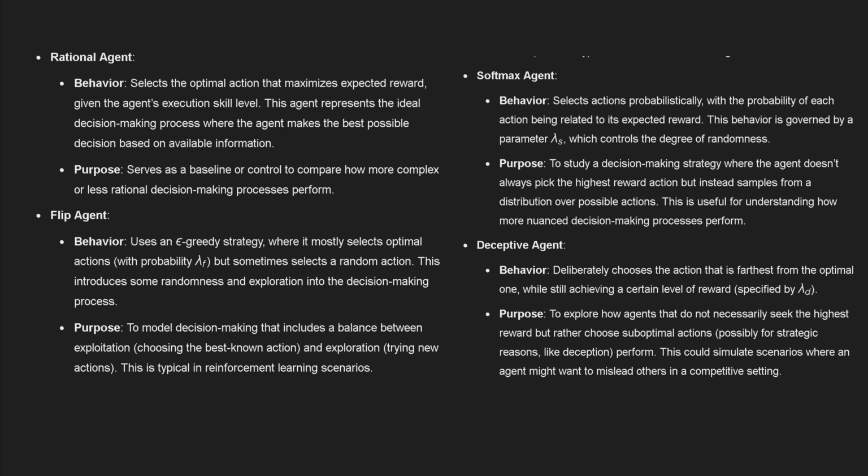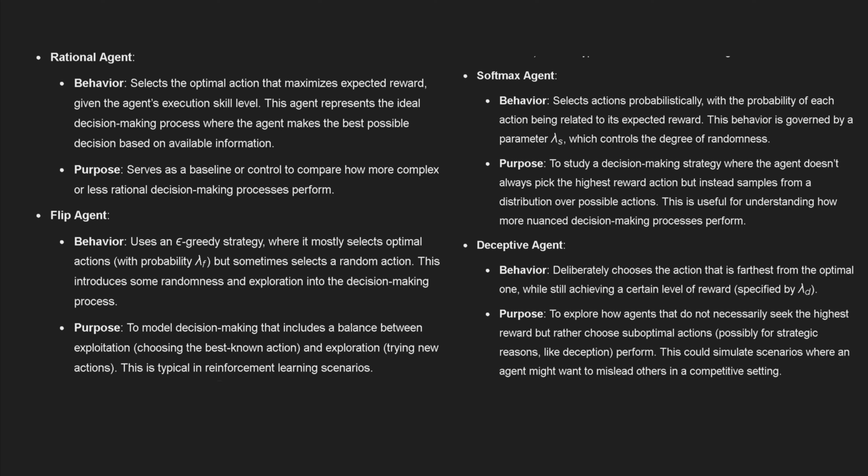We can have an agent that is a rebel, that says, hey, never mind, I choose an action that is the farthest from the optimal one. But it still achieves a certain level of reward, otherwise we would just jump out of our system. And the purpose is simple: to explore how agents that do not necessarily seek the highest reward, but rather choose some suboptimal actions, perform.